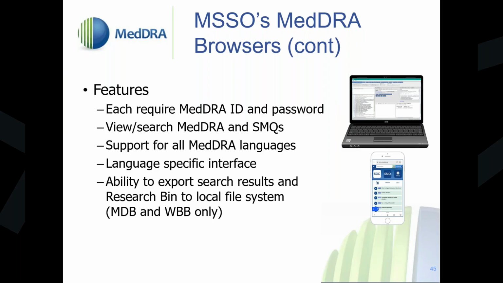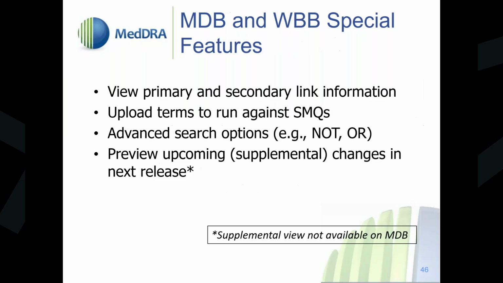And the two that are the desktop and the web-based browser, they do allow you to export your search results to your local files. So if you're looking for something and you want to export your search results and discuss it with a colleague, you can do that. The web-based browser and the desktop browser allow you to view primary and secondary link information. They allow you to upload your own terms to utilize the tools within the browsers, and they have advanced search options, the Boolean search options, and the web-based browser shows you the supplemental changes.